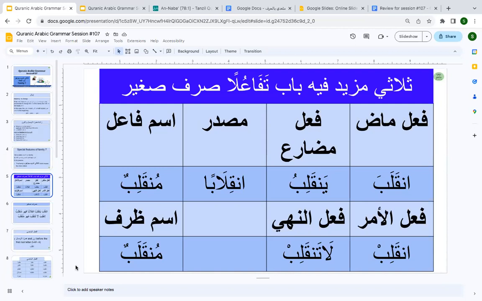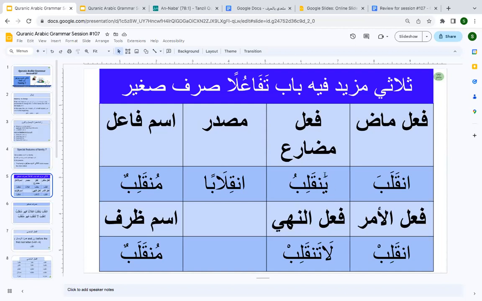No. So easy? So that's why I thought that, you know, even if we don't have enough time, we should still cover it because there is not much there to cover, right? Inqalaba yanqalibu inqilaban wa huwa munqalibun fal al-amru minhu inqalib wa nahyu anhu la tanqalib wa zarfu minhu munqalabun. Easy? What are you seeing here?